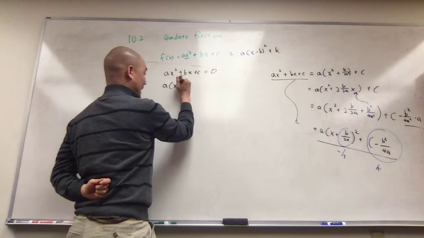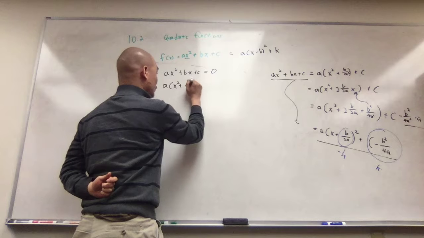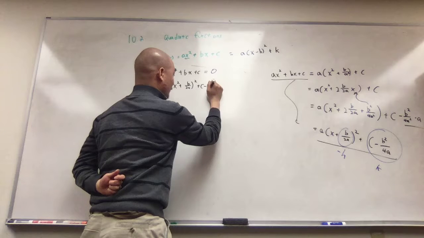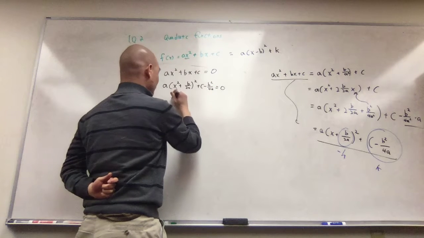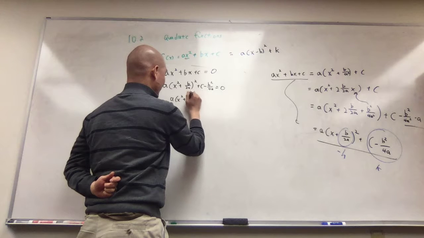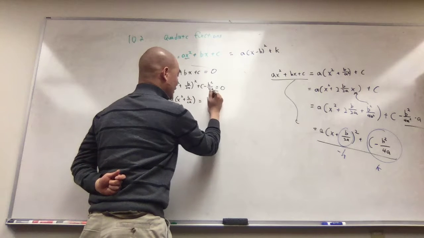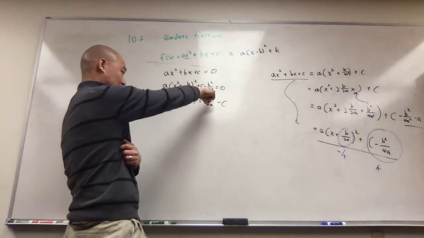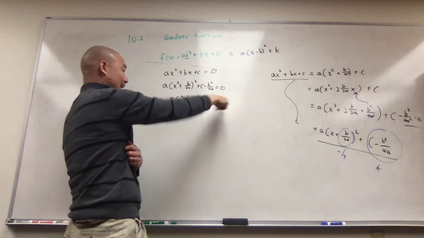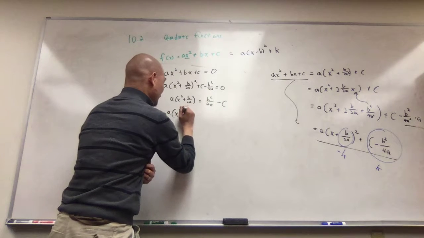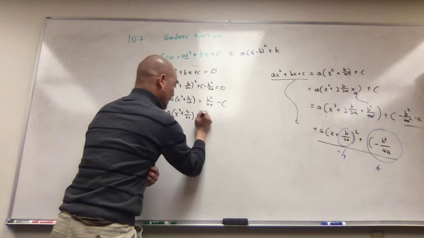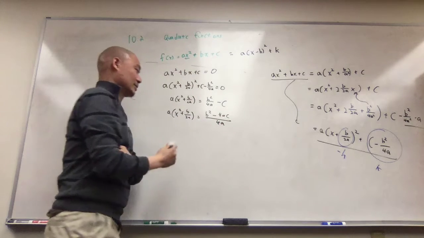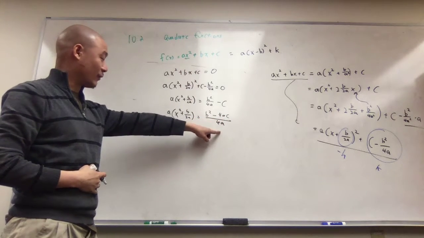whole mess as a times x plus b over 2a, squared, plus c minus b squared over 4a. Well, it's certainly possible then for me to take this thing and move it onto this side so I get b squared minus 4a minus c. And maybe I don't feel like working with two separate terms. Maybe I would like a single fraction. So let's call that b squared minus 4ac over 4a.